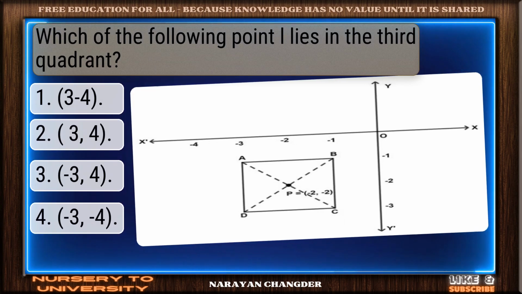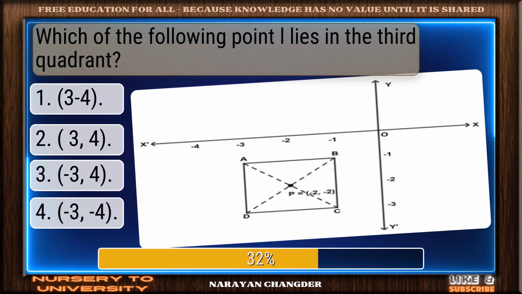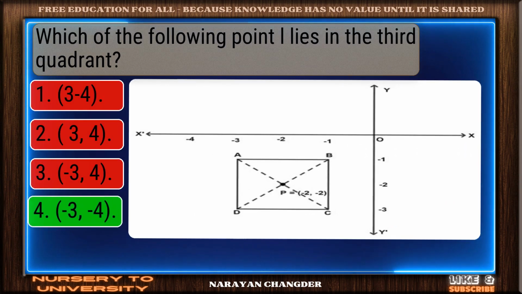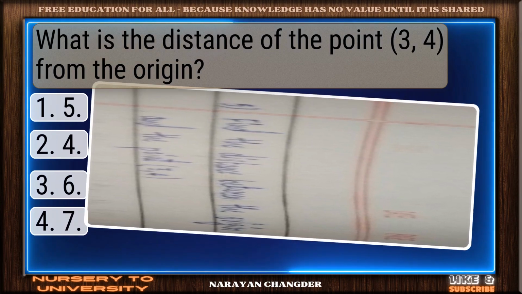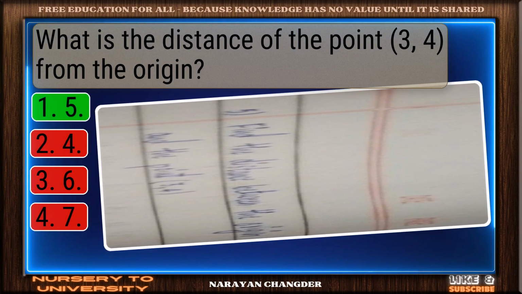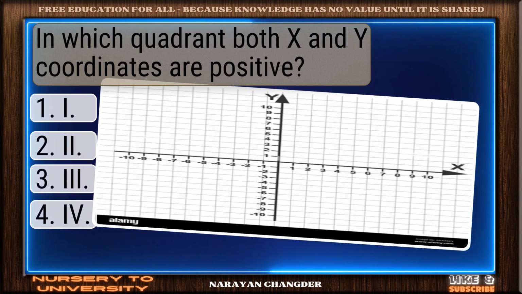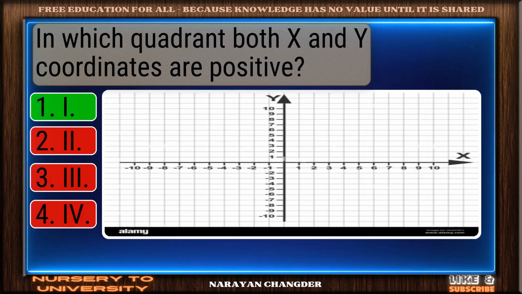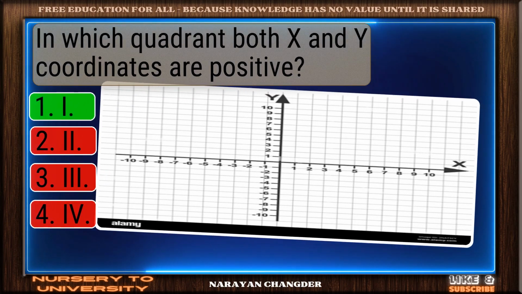Question number 111. Which of the following point lies in the third quadrant? Perfect is the correct choice. Question number 112. What is the distance of the point from the origin? Bravo, 5 is the answer. Question number 113. In which quadrant both x and y coordinates are positive? Excellent choice. I is the right answer.